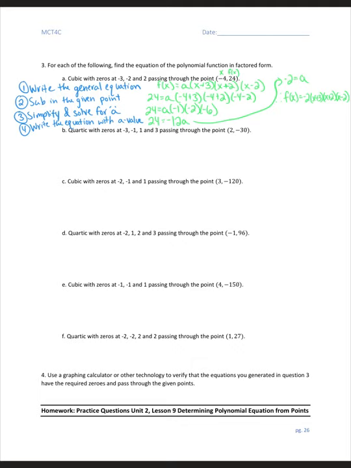Let's try one more together. So we have a quartic with zeros at negative 3, negative 1, positive 1, and positive 3. So let's start by just writing the general equation. So f of x is equal to our a value, and then all of our factors. So x plus 3, x plus 1, x minus 1, x minus 3. We're going to substitute in our given point, which is at negative 30 for our y, and 2 for all of our x values.